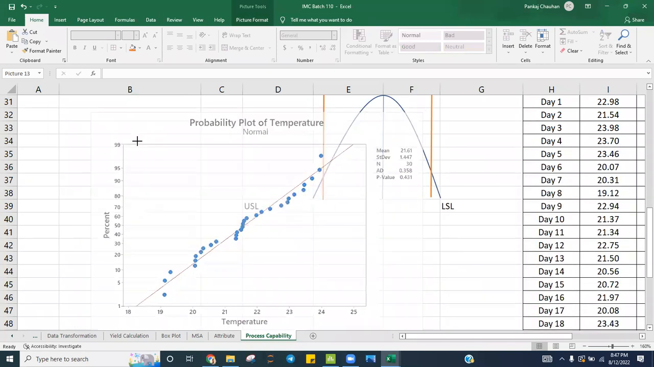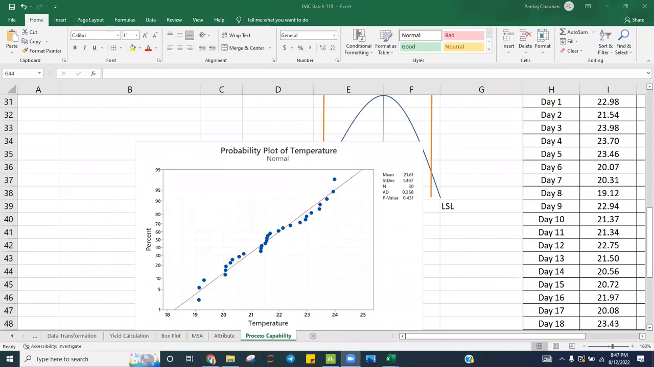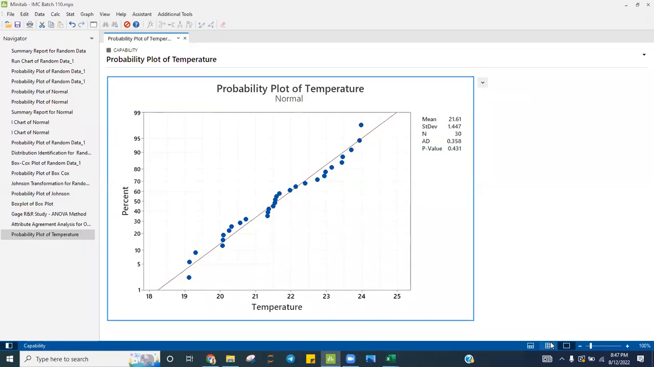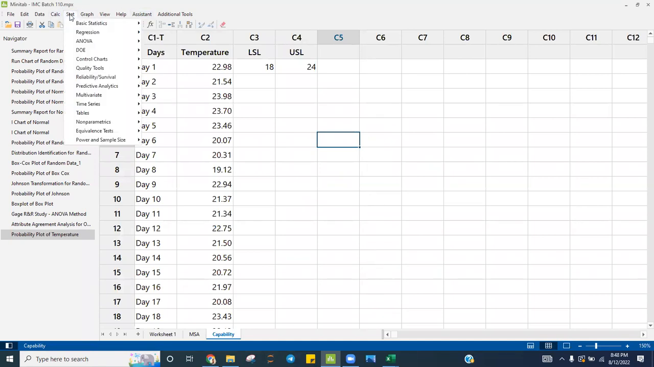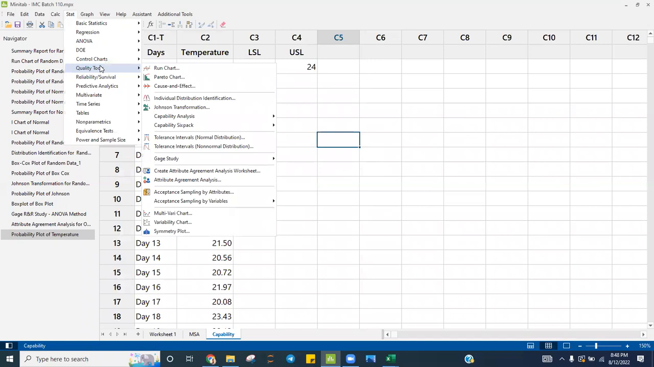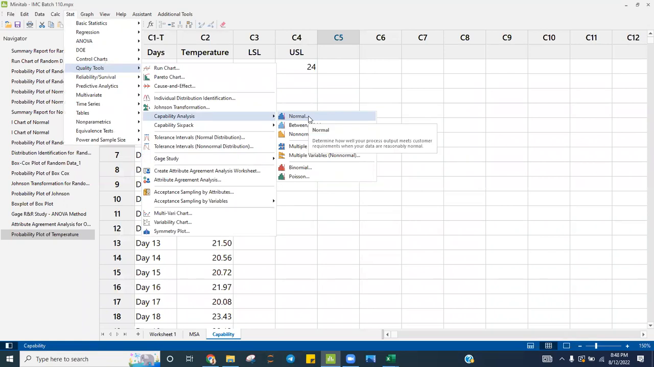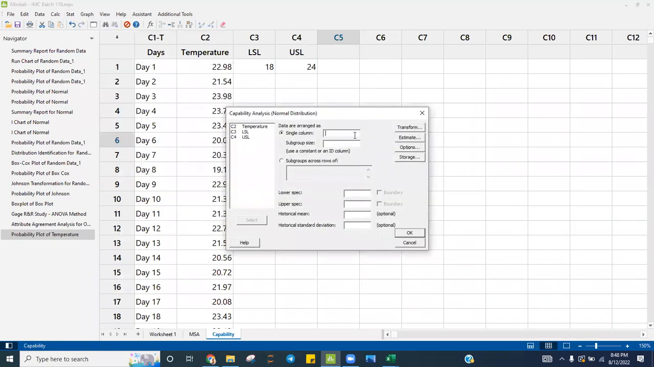Okay. So here is my Minitab. I will go to Stat, Quality Tools, Capability Analysis, and here is the option Normal. Click on this. Single column is your data, which is temperature. Subgroup size is 1 by default. Specification is 18 and 24.